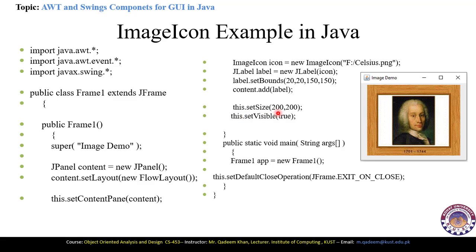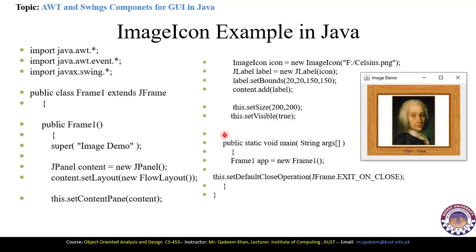Then we have defined the size of the window. This is 200,200. The size is defined in terms of pixels, 200 on the x-axis and 200 on the y-axis. So that's why this is a square window. Then we have passed the true parameter to setVisible, and this.setVisible means that this is the current class object, which is the frame1. So it means that this frame1 class should be visible. If you pass false here, then it will not be visible.